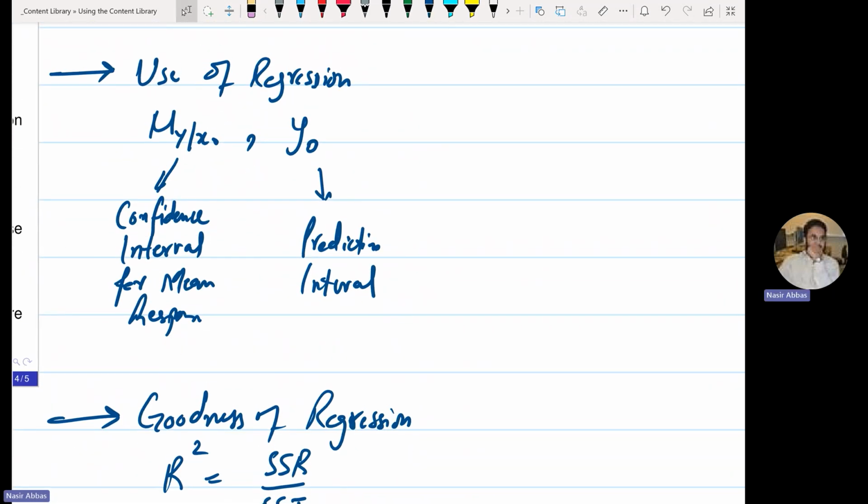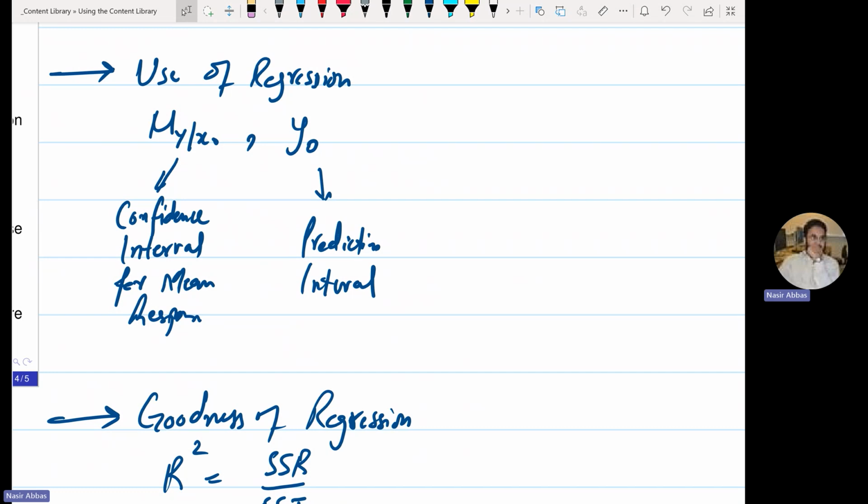Then you went on to use the regression. You said the regression can be used for two purposes. Number one, it can be used to estimate the mean of Y for a given level of X, or it can be used to predict a single value of Y for a given level of X. And you said that the point estimates for both of them are the same, but the interval estimates are different.